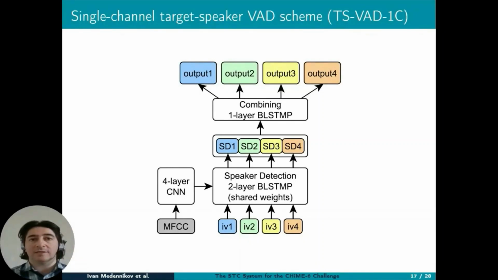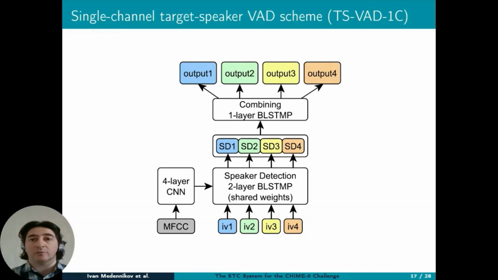Let's consider a scheme of the single-channel target speaker VAD. Input MFCC features are transformed by a 4-layer CNN and then fed to 4 parallel speaker detection blocks. Each speaker detection block is a 2-layer bidirectional LSTM with projections taking an I-vector corresponding to speaker as an additional input. It is important to note that the parameters of 4 speaker detection blocks are shared.